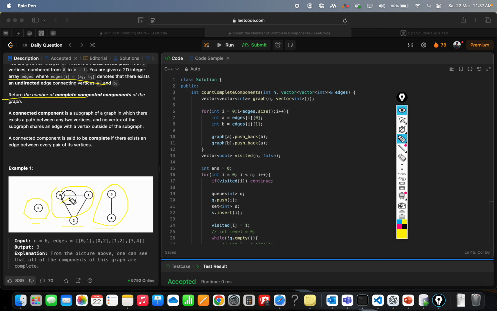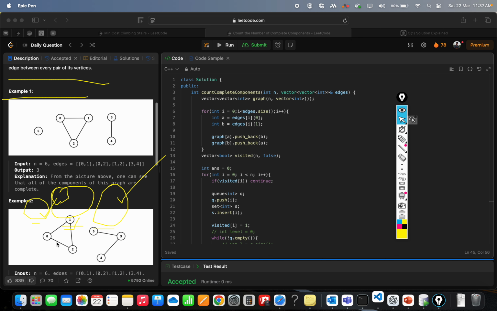So let's say this node is connected with these two nodes, this node is connected with these two nodes, and also this node is connected with these two nodes. So this is a complete component. This is also a complete component because it has only one node, and this is also a complete component because these two nodes are connected with each other.